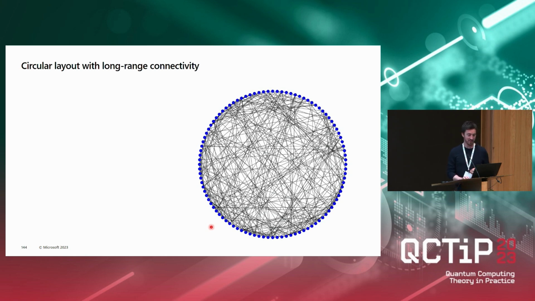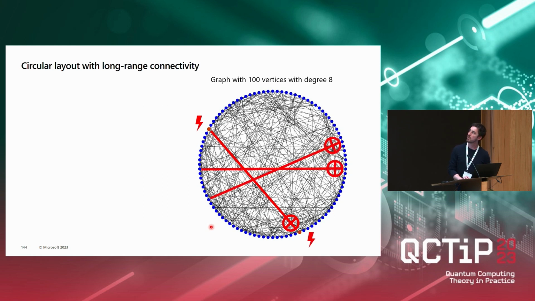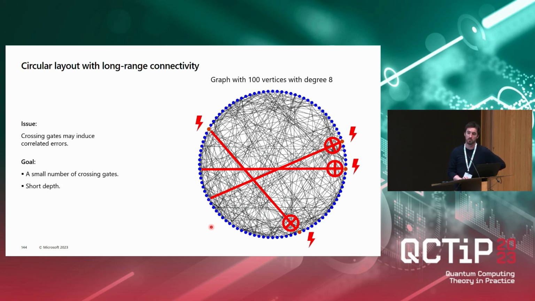It's very messy, and what we assume is that because of all these crossings, when we try to implement CNOTs along those edges, if there is noise during the CNOT, it's going to propagate through the CNOT, but it's also going to propagate when those CNOTs are crossing. And it's going to give us extra noise that propagates quickly to the whole graph. So we want to avoid those crossings, and that's going to be our motivation. We believe they introduce correlated errors, so we want a small number of crossings, and we want a short depth circuit, because large depth does not work.